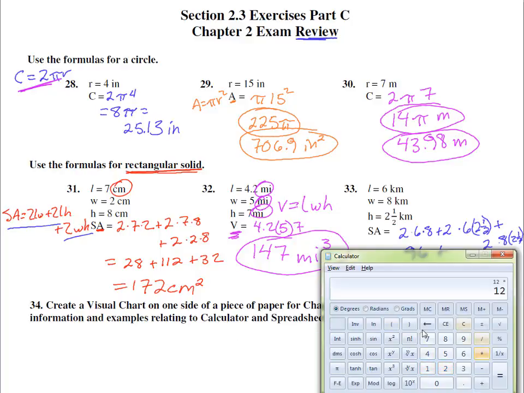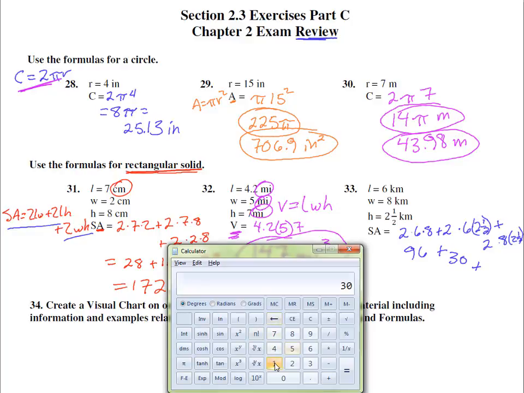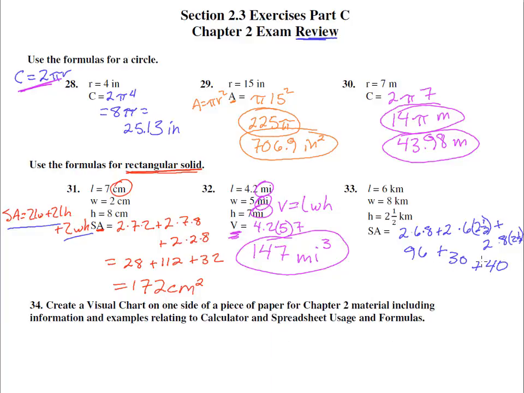12 times parentheses 2 and 1/2. Close the parentheses. 2.5, yes, 2.5. Timesing by the 12. Hit the equals button at the end, and that's a 30. So that's a 30 plus 2 times 8 times 2.5. That's 16 times 2.5. 16 times parentheses 2 and 1 divided by 2, 1/2. So that, yep, that's 2.5 in the parentheses. 16 times 2.5 is 40. So we get 96 plus 30 plus 40 is 166.